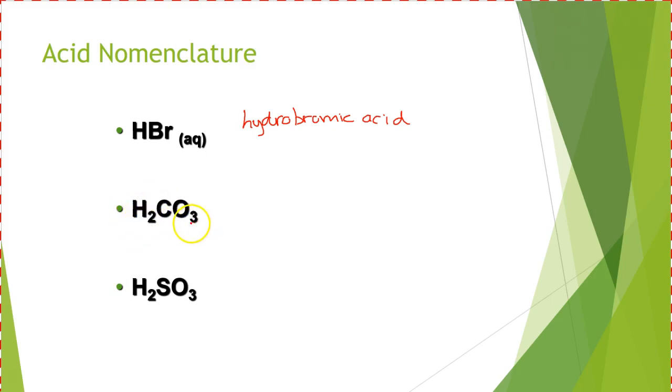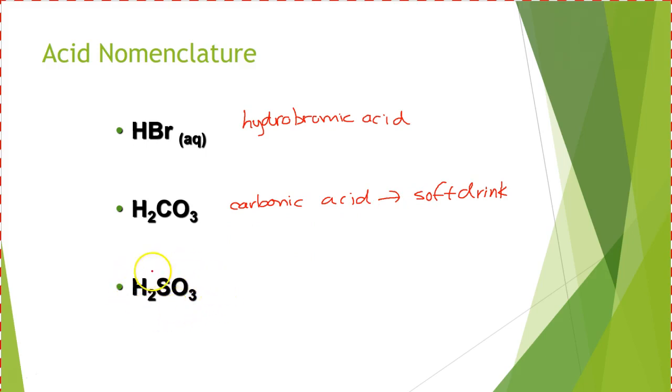So CO3 we have to look up on our polyatomic ion sheet. So on the back of your periodic table you'll look up and you'll see that it's called carbonate. So that means because it's ternary we get no hydro, but we change carbonate to carbonic. So carbonic acid. And this is the acid that we find in soft drinks. Sodas have carbonic acid. That's what gives them their bite. That's also why they taste flat when there is no more gas left in there.